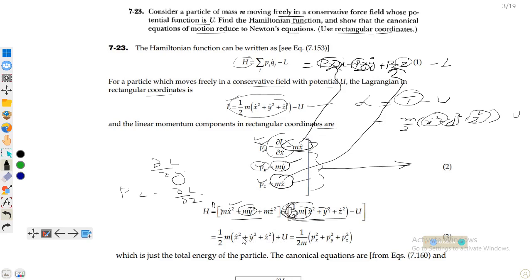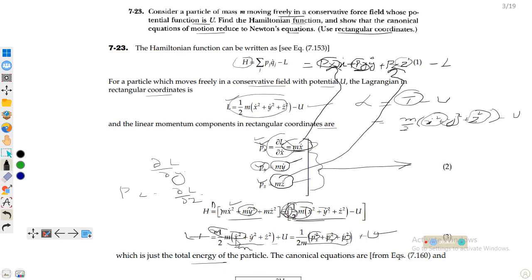So you know that this mx dot square over 2 plus my dot square over 2 plus mz dot square over 2 plus u is just equal to, if we multiply and divide this expression by m, m square x dot square, m square y dot square plus m square z dot square. So the above will become px square over 2m, py square over 2m plus pz square over 2m, plus the potential energy.